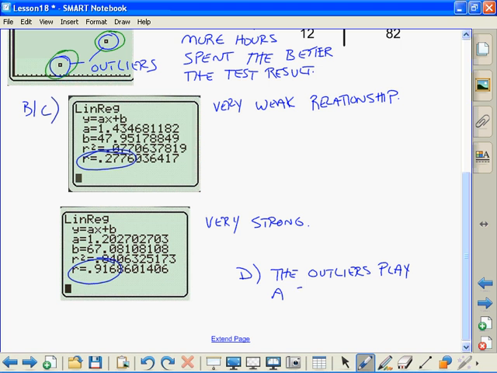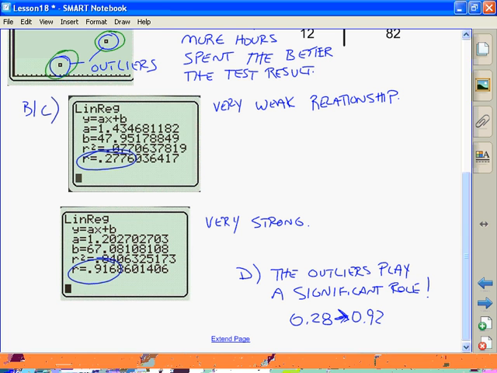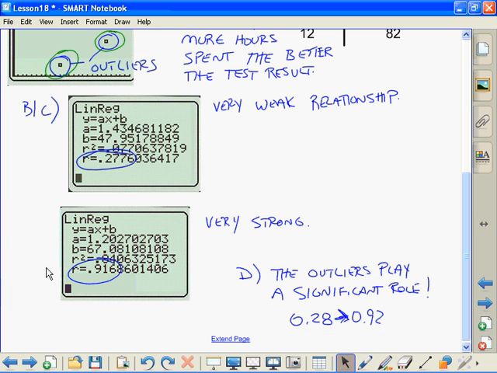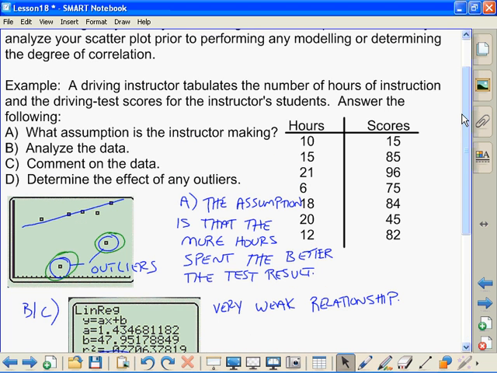play a significant role. I mean, when your R value goes from 0.28 all the way up to 0.92, okay, that's a huge, huge jump in correlation. So here's the question then you need to ask yourself. Is the relationship here, first of all, is this relationship something that should be tested, the hours versus scores?